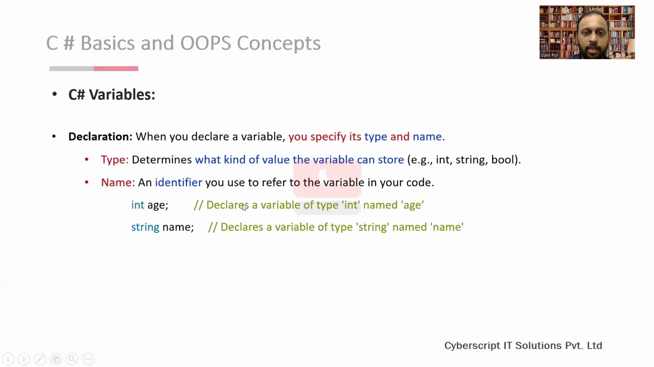Declaration. When you declare a variable, you specify its type and name. Type determines what kind of value the variable can store, like int, string, or bool. Name is the identifier you use to refer to the variable in your code. So int is the type and age is the identifier, that is also called the variable name. Here string is the data type and name is the variable name.